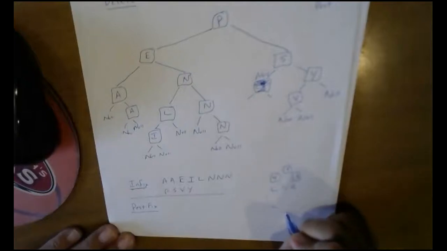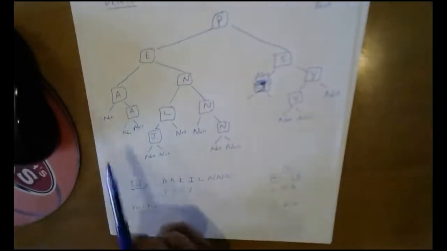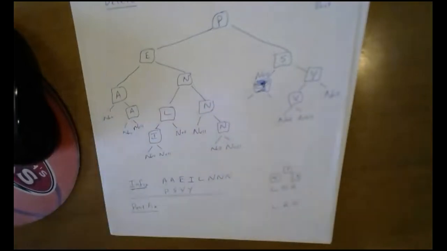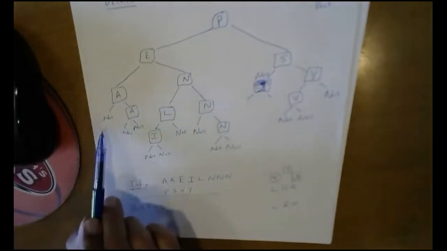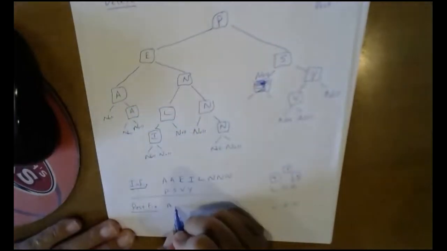Postfix was left, right, node. Again, the only thing that moves is the node. So I want the left, then the right, then the node. I want the left. There is no left. I want the right, which is an A, and then I want the node.